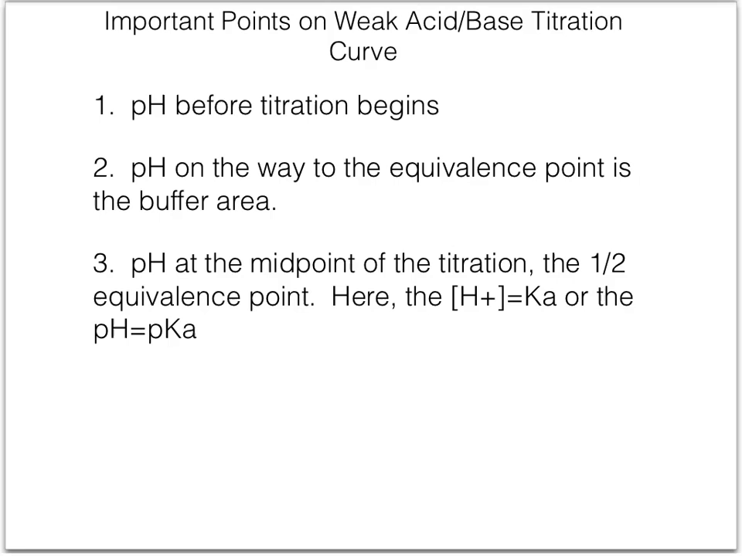Places or things that you want to look at for titration curves: 1, the pH before the titration begins. Number 2, the pH on the way to the equivalence point, and we know that that's the buffer area. The third point is the pH at the midpoint of the titration, or we also call that the half equivalence point. If we're using a weak acid and a strong base, or vice versa, the H plus is going to equal the Ka, or we could say the pH is going to equal the pKa. We just take the negative log of both the H plus and Ka, and you'll get pH equals pKa.